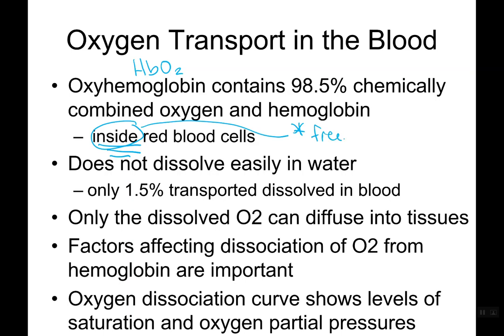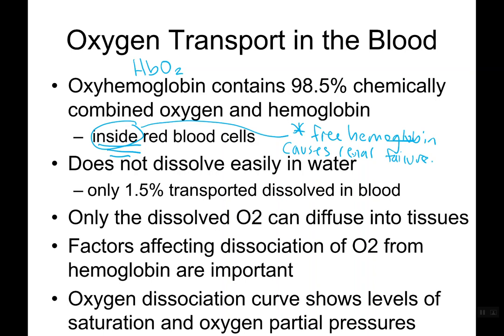free hemoglobin causes renal failure. It blocks your kidney tubules and it causes your kidneys to stop working. So hemoglobin is great as long as it's inside of your red blood cells. If it creeps out somehow, then you start to have major health problems.